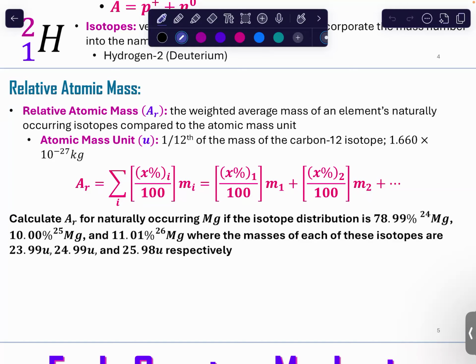Yeah, let me get my calculator, like 78.99 over 100 times 23.9. Then just add them all. And you remember what U represents? Now, of course, those numbers are in grams per mole or U. Is that like AMU? Like atomic mass units. Okay. 78.99.